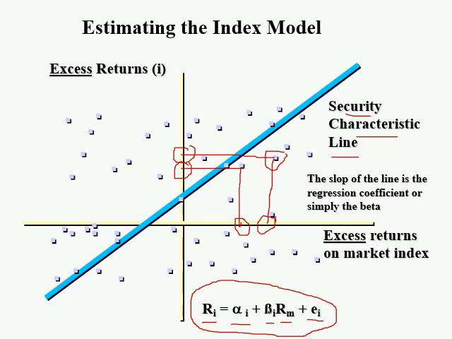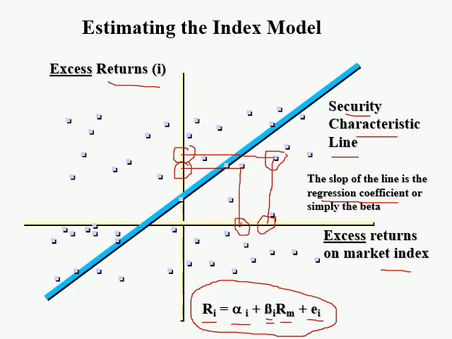الخط ده أو اللاين ده بيوريني أفضل لاين بيوريني العلاقة ما بين excess return of i and excess return of the market. And the slope of the line is the regression coefficient. السلوب بتاع اللاين ده هو بالنسبة لي الريجريشن coefficient اللي هو هنا بيتا. And this beta expresses what? It expresses the systematic risk of this security.